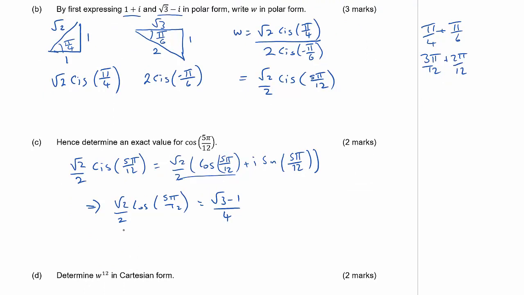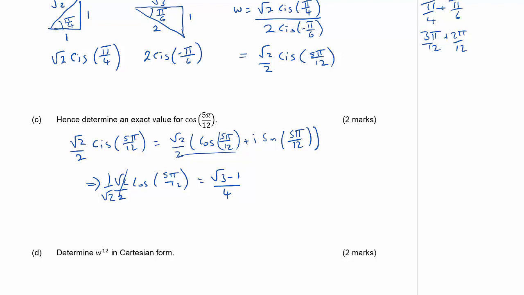Okay, so if we make this into 1 over root 2, that will be slightly easier. So make that 1 over root 2, and then multiply both sides by root 2, we get cos 5 pi by 12 is equal to, if we multiply by root 2 up here, we get root 6 take away root 2 over 4.